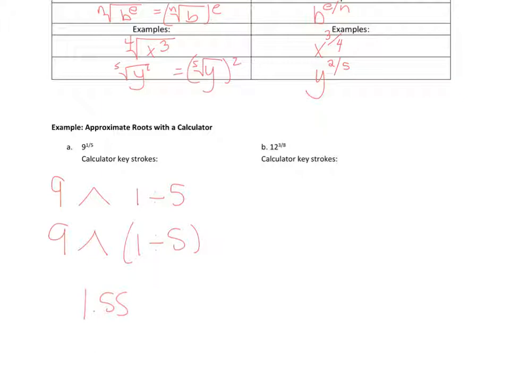Okay, 12 to the 3/8 is going to be really similar. You're just going to do 12 caret 3 divided by 8. If you need to put parentheses around it, put parentheses around it, and you should get 2.54.